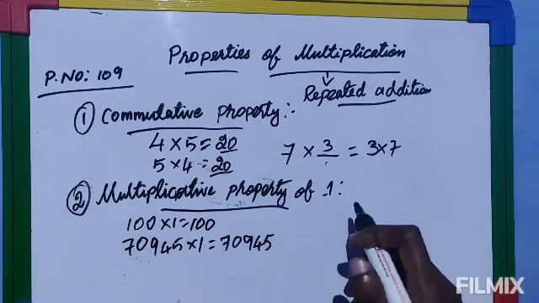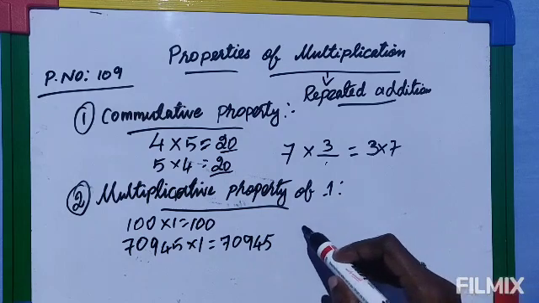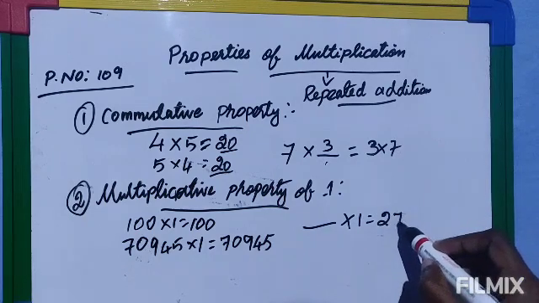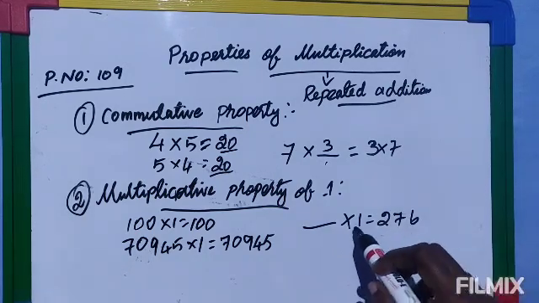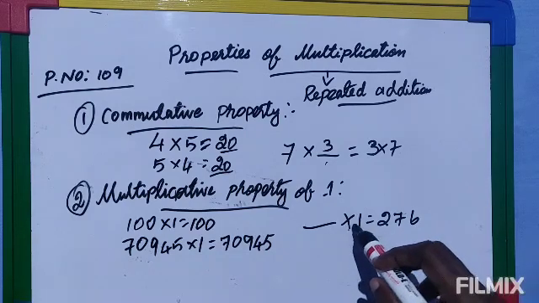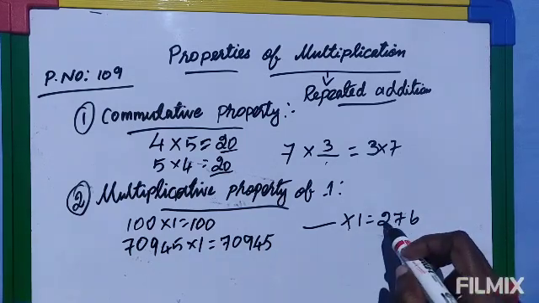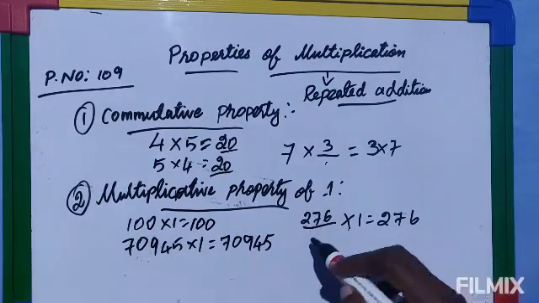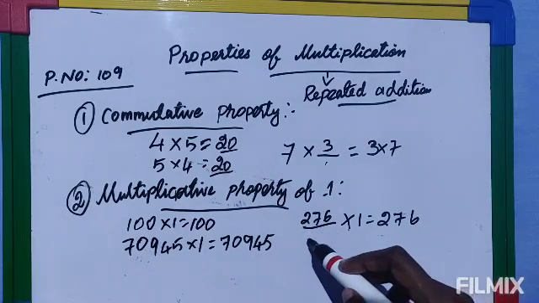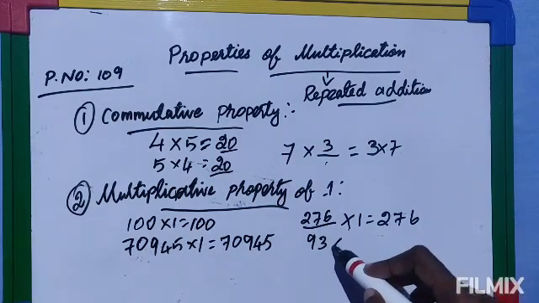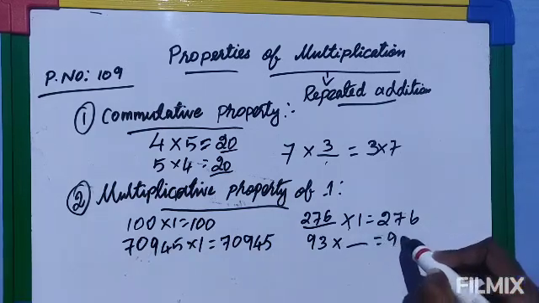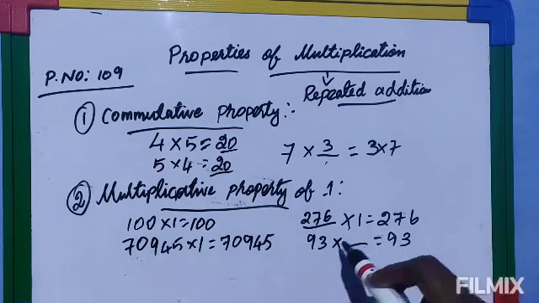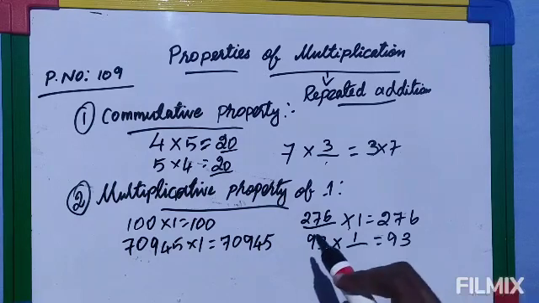Here also it can be asked in fill in the blanks like this: blank into 1 equal to 276. So by which number multiplied by 1 will you get 276? It should be the number itself, so 276. This also can be asked like this. Now suppose 93 by which number if you multiply will you get the number itself? That is 1. So this is the way it can be asked.